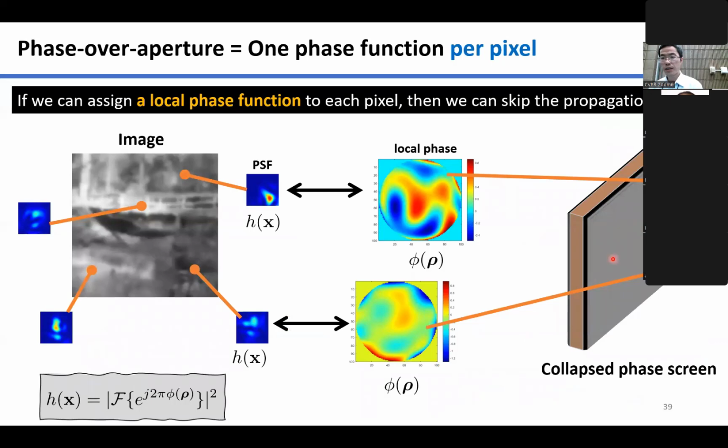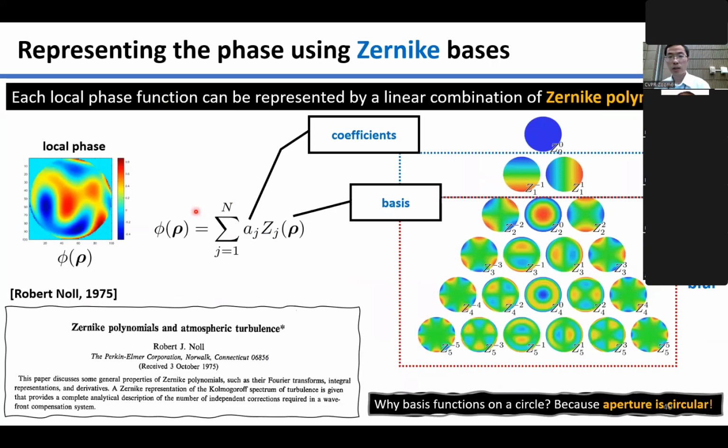Here is the phase. So here's what we call the collapsed phase screen. Look at 2 points, you have the local phase. So these are the 2 phase functions. And I can apply this formula, take the Fourier transform of the exponential, take the magnitude square, and I can get a PSF, point spread function. Then I can start to do the blur.